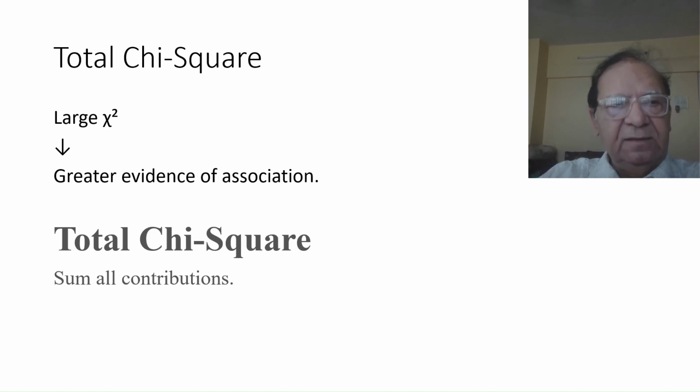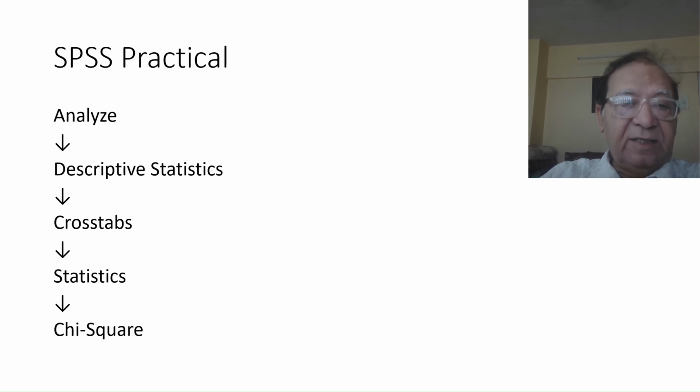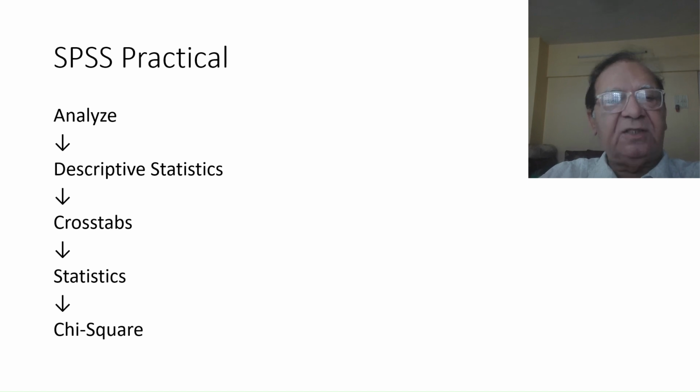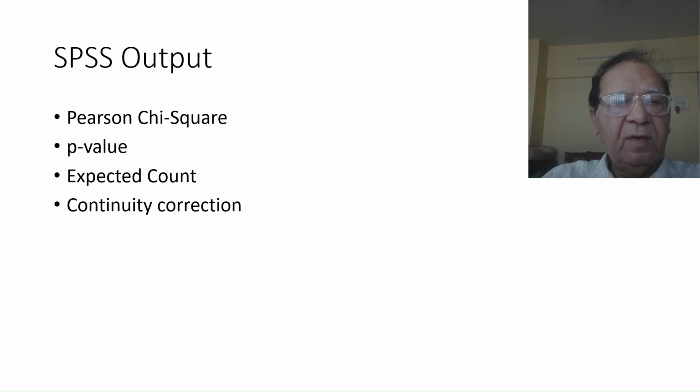SPSS practical: we take the data, analyze, descriptive statistics, crosstabs, statistics. SPSS output gives us Pearson's chi-square and p-value. Let us do it in SPSS.